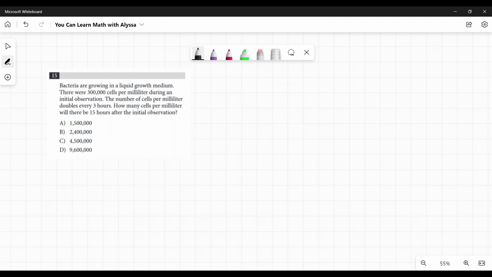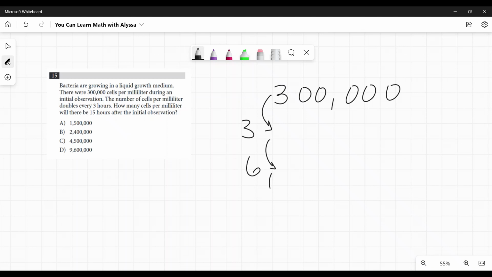So we're starting with 300,000. It doubles every 3 hours. So it's going to double once to get to 3 hours, then double again when we get to 6, double again to 9, again to 12, and again to 15. And that's the answer we want.